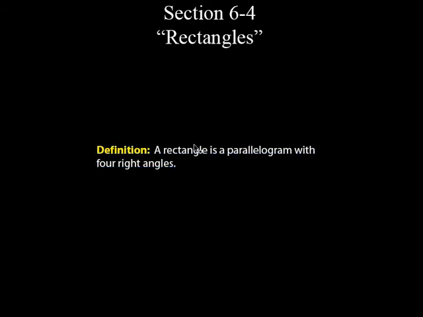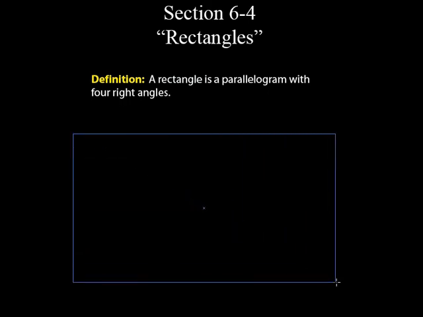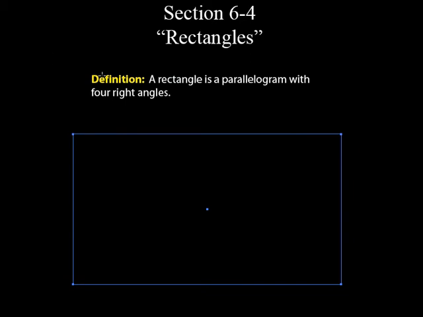So let's start off with the definition of a rectangle. There's the definition. A rectangle is a parallelogram, right? We've been talking about parallelograms the last two sections. A rectangle is a parallelogram with 4 right angles. So let's draw a rectangle, and it looks just like what you think it should look like. You're very familiar with rectangles.